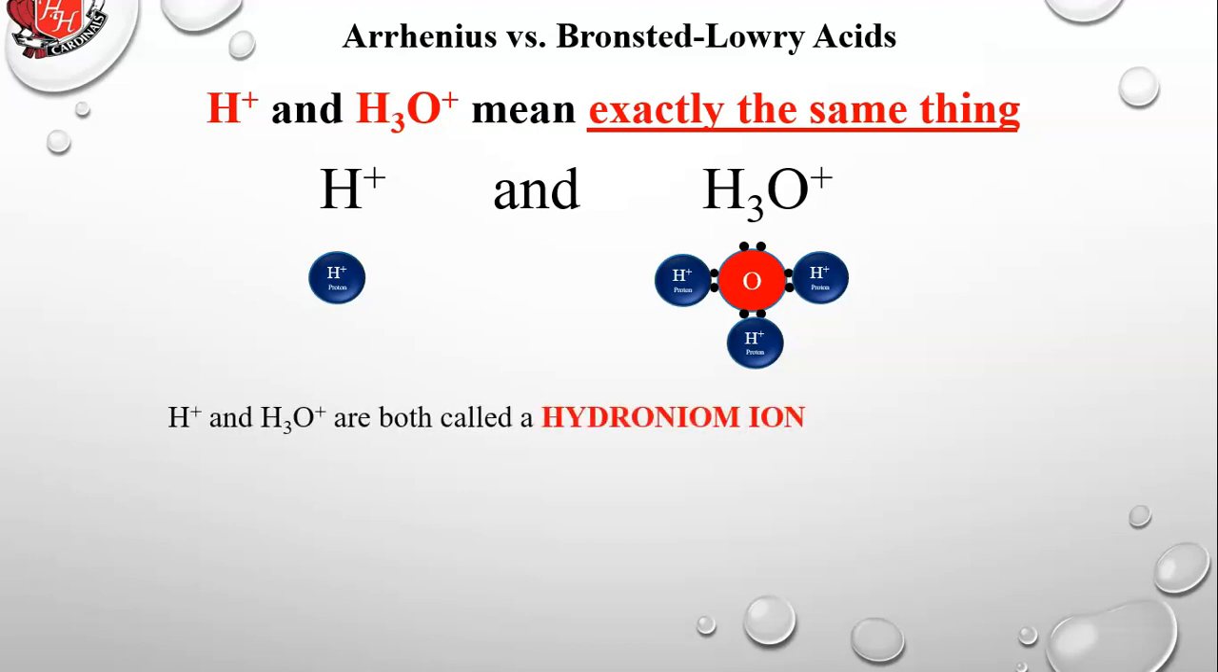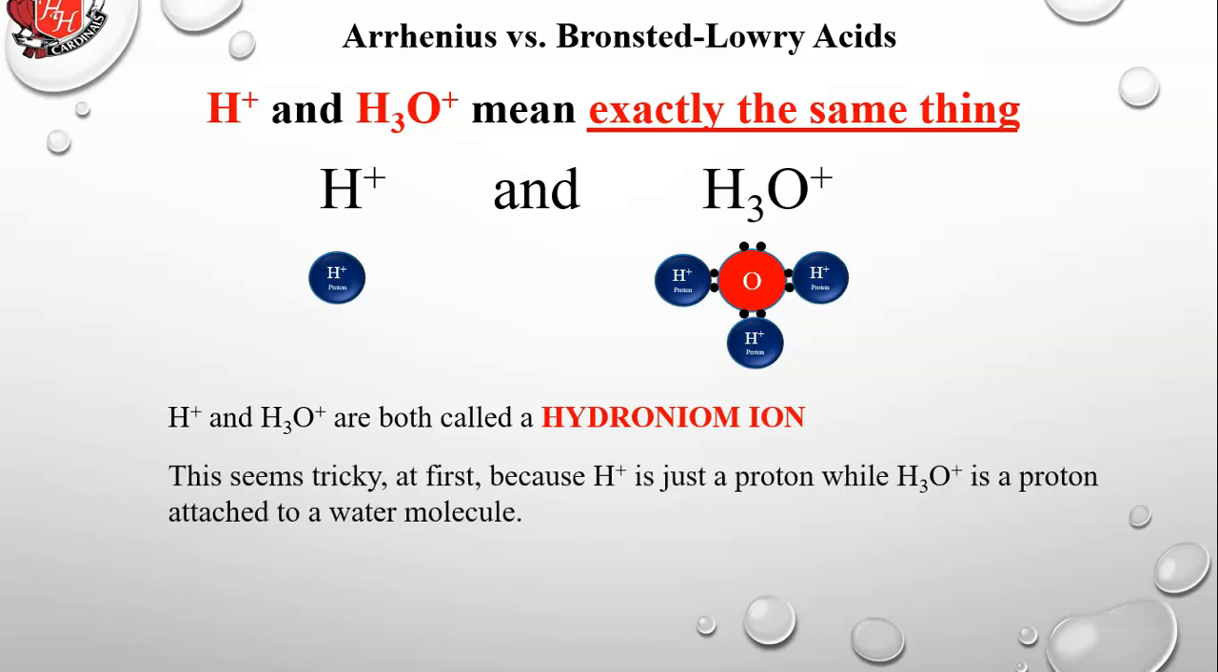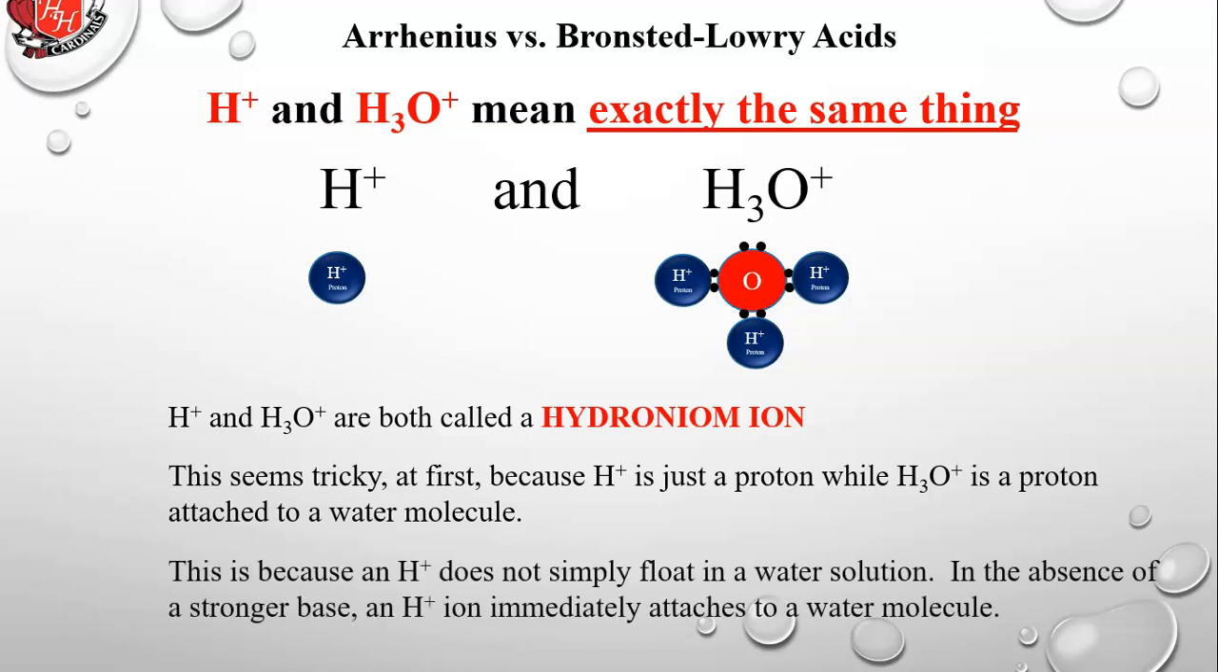H plus and H3O plus are both called hydronium ions. This seems tricky at first because H plus is just a proton while H3O plus is a proton attached to a water molecule. This is because H plus does not simply float in water solution. In the absence of a stronger base, the H plus ion immediately attaches to a water molecule.